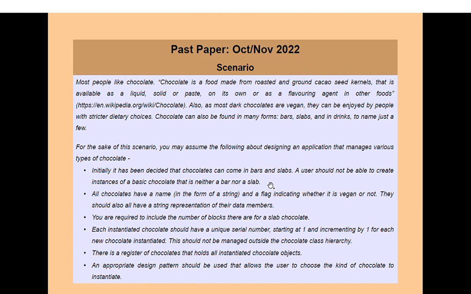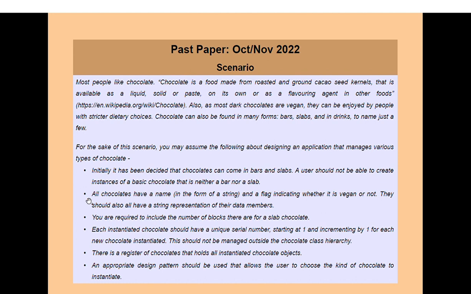It should be apparent immediately that you are dealing with an inheritance hierarchy and that you have a chocolate as a base class and bars and slabs as two derived classes. Then note also, a user should not be able to create instances of a basic chocolate. That means that the chocolate base class is going to be an abstract class. So just be aware of that. That's quite an important aspect for everything that follows.